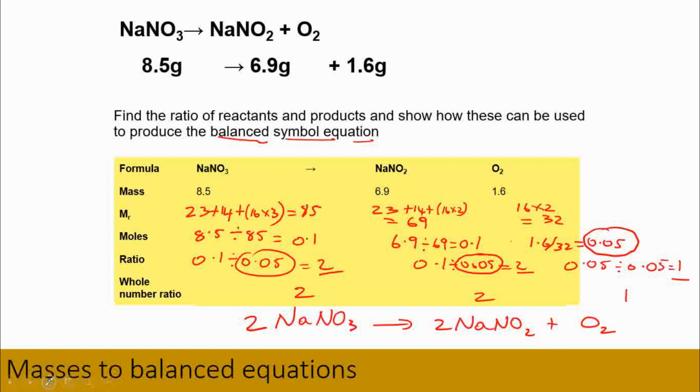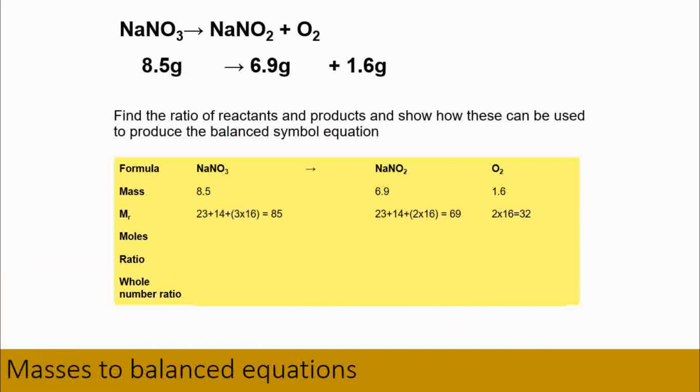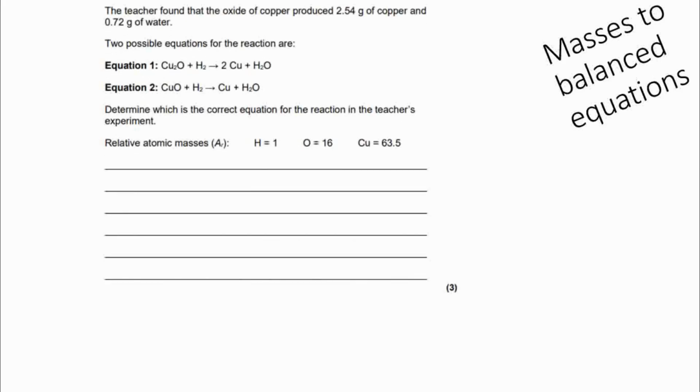Good. So let's have a look. Here are your steps, so feel free to pause the video and have a look. So that's my balanced equation. Good. So what would it look like if it comes up in an exam? It would look something like this. A teacher found that an oxide of copper produced 2.54 grams of copper and 0.72 grams of water. And I have the two possible equations there. Determine which is the correct equation, and all of that is shown there.